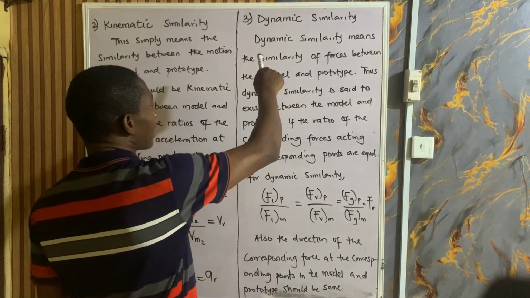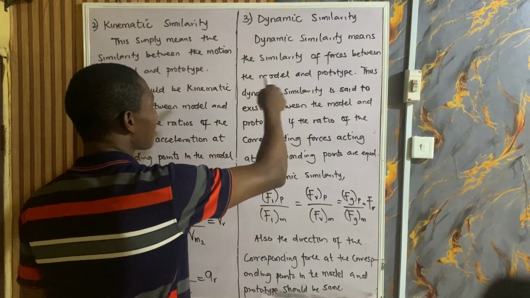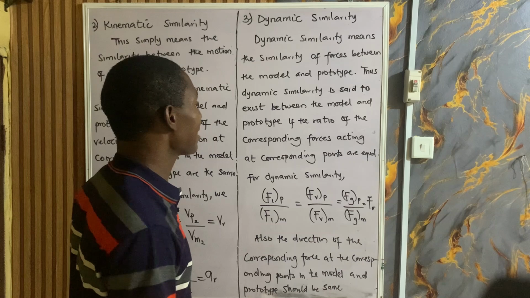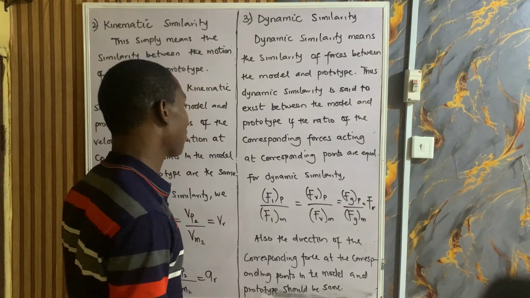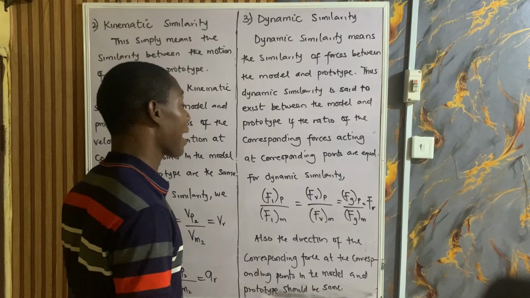Okay, so dynamic similarity, the third type of similarity. Dynamic similarity means the similarity of forces between the model and prototype. Thus, dynamic similarity is said to exist between the model and prototype if the ratios of the corresponding forces acting at corresponding points are equal.